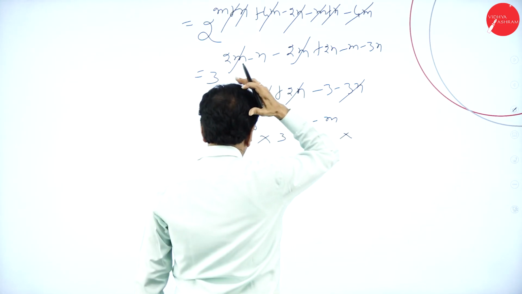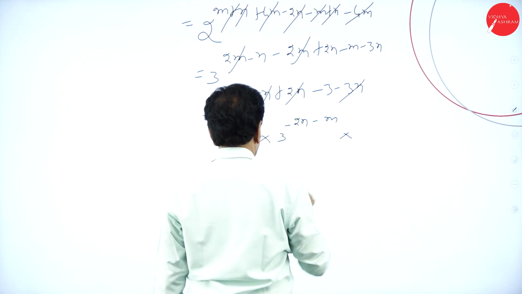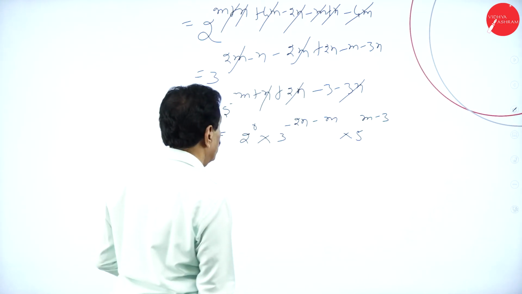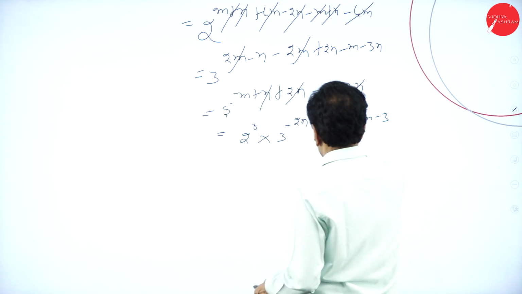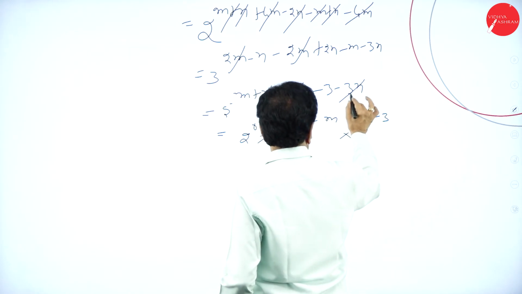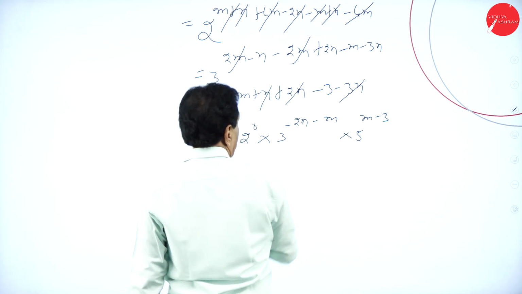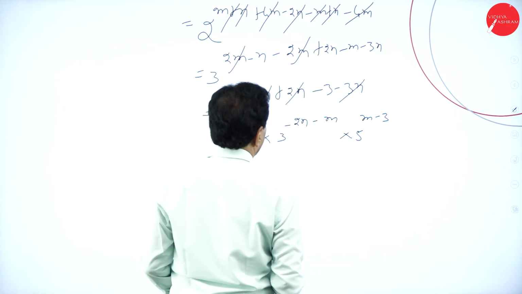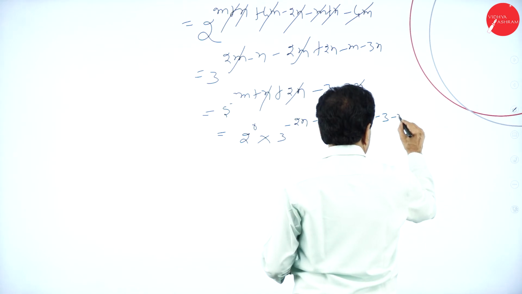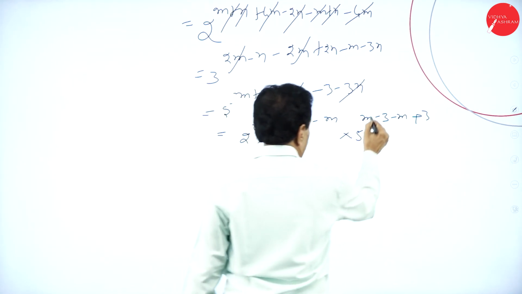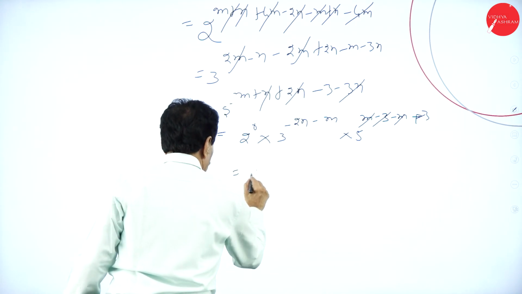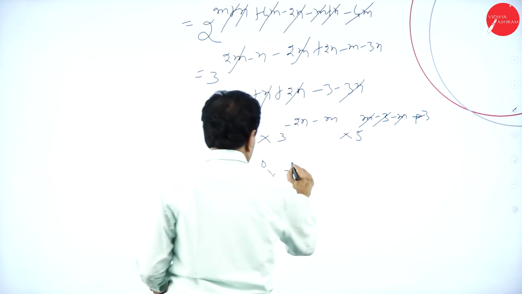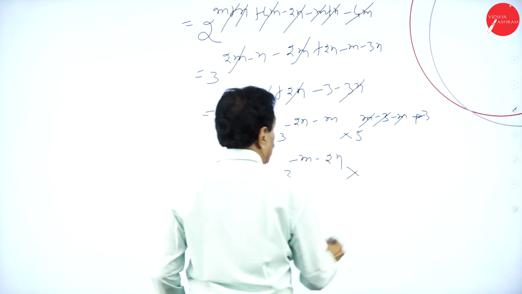Then 5 to the power of m minus 3. 5 to the power of m, 3n. This is 3n plus 2n. This is 3n. 2n plus 3n cancelled out. M minus 3. So another m comes, plus 3. So m cancelled out, 3 cancelled out. This is 2 to the power of 0. 3 to the power of, what's the answer you want? Minus m minus 2n. This is 5 to the power of 0.